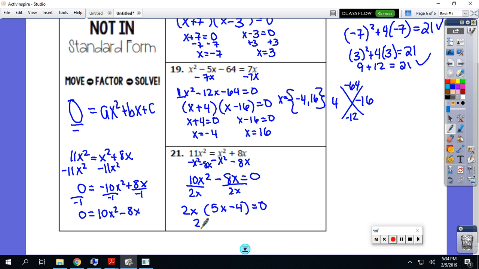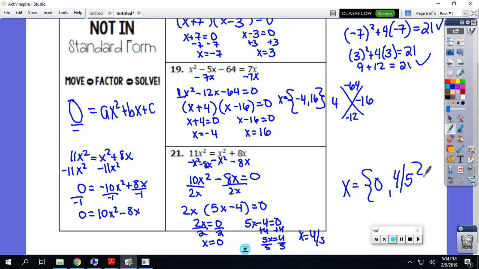Setting each of these, 2x equal to 0 and 5x minus 4 equal to 0, I'm going to divide by 2. I get x to equal 0. Add 4 to both sides. I get 5x to equal 4. Divide by 5. I get x to equal 4/5. So my solutions for number 21 are 0 and 4/5.